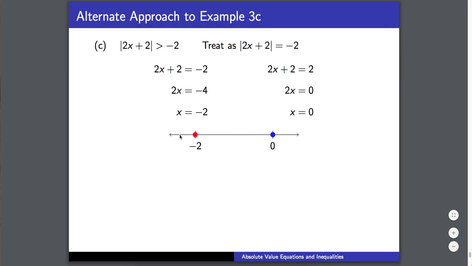Test out a value less than negative 2, it'll make this true. Test out a value between negative 2 and 0, such as negative 1, it'll make this true. Test out a value bigger than 0, such as 5, it'll make this true. So every possible number is a solution on the number line. So since all test values work, our final answer is all real numbers, or this R symbol.